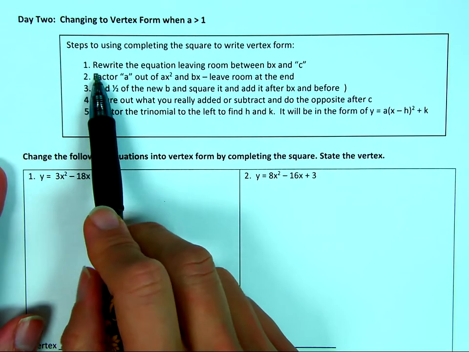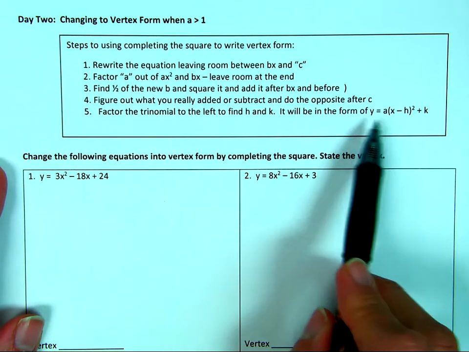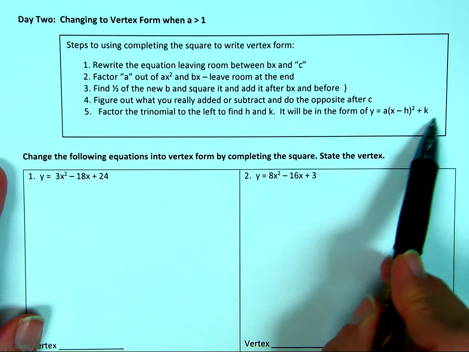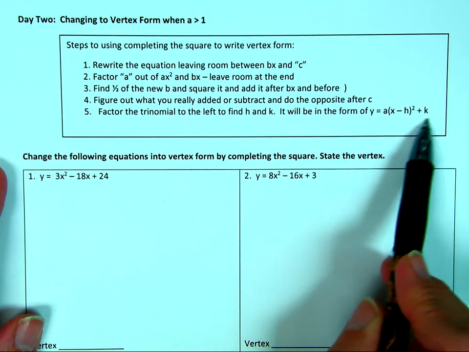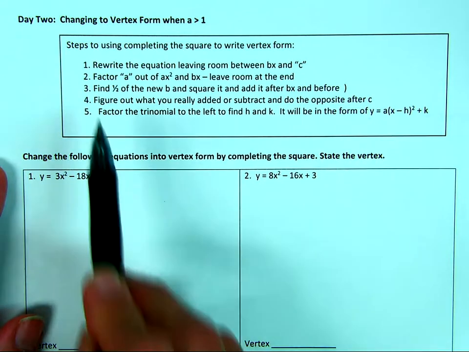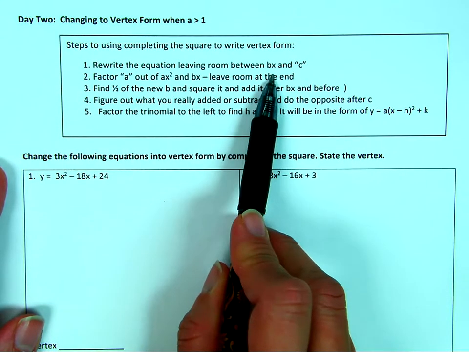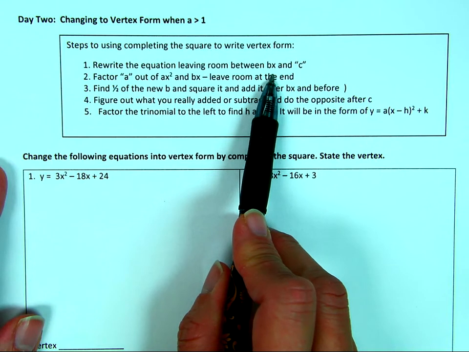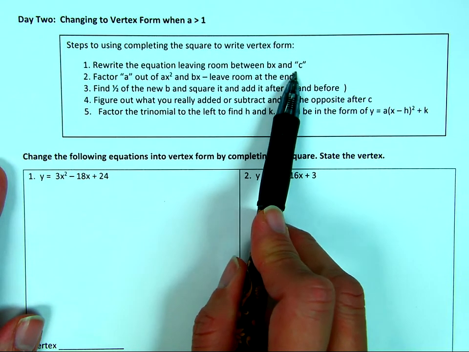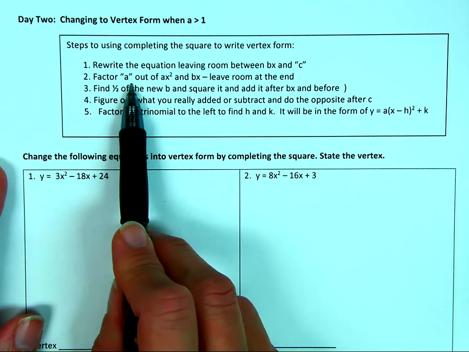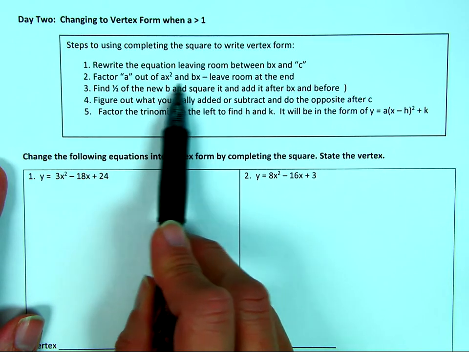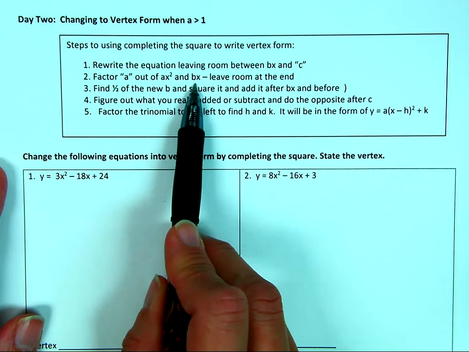So here are the steps. First, we're going to rewrite it. If you notice in this, y is on one side and everything else is on the other side, so we're really doing everything to just one side of the equation. We're going to rewrite the equation, leaving a little bit of room between bx and c, the linear term and the constant. Then we're going to factor a out of just the first two terms, the quadratic and linear terms.